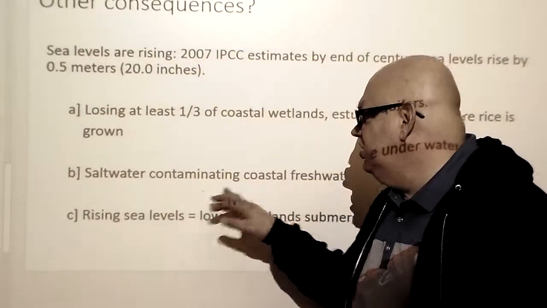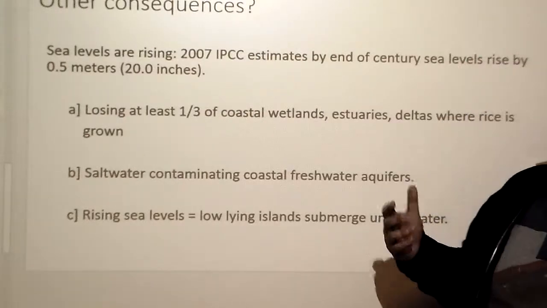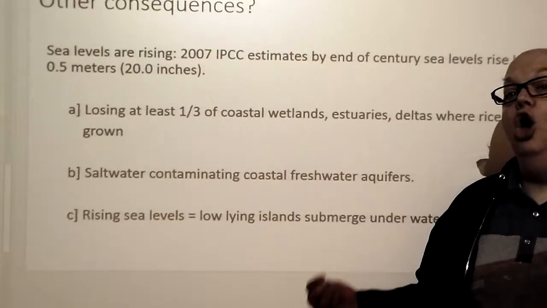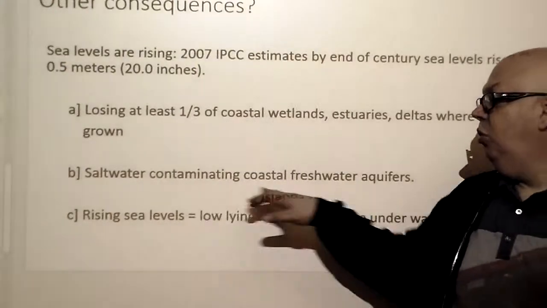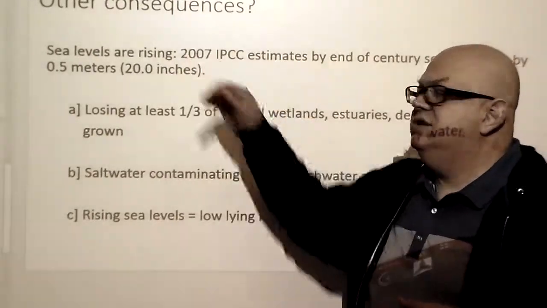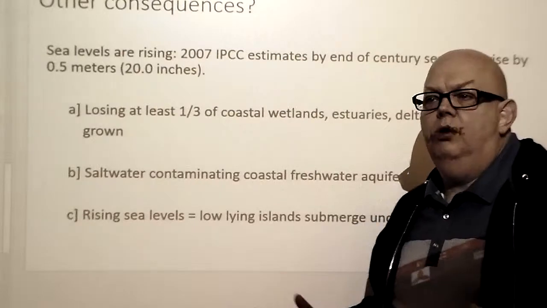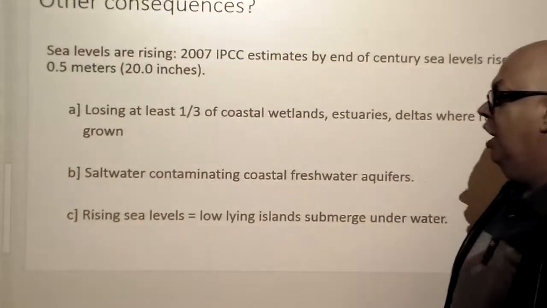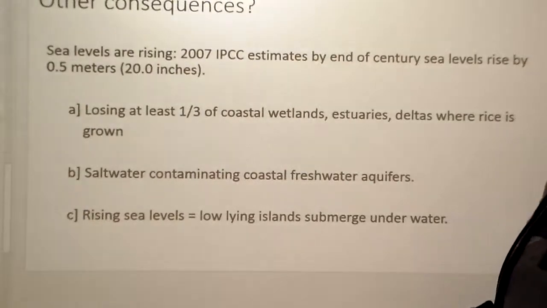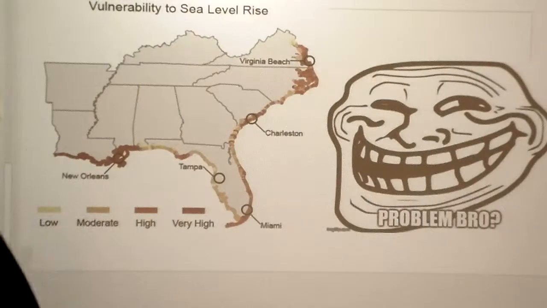The saltwater contaminating the coastal freshwater aquifer. That's another thing. If people are getting their water from wells under the ground, if the salt water goes in there and mixes with that fresh water, because the sea levels are rising, that makes it more difficult for people to find drinking water on the coasts, okay? Low-lying islands would submerge under the water. This is, you know, another issue.